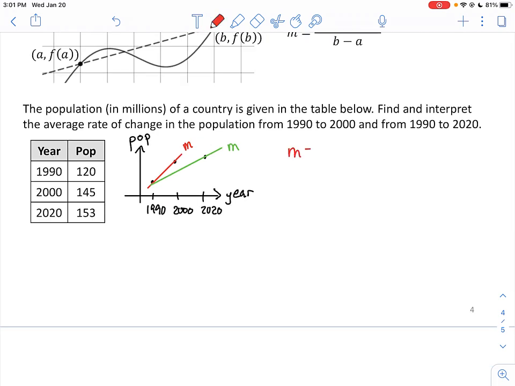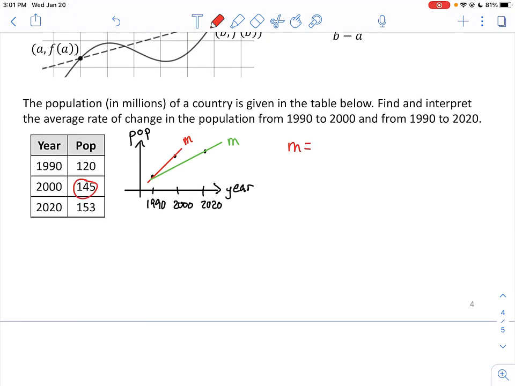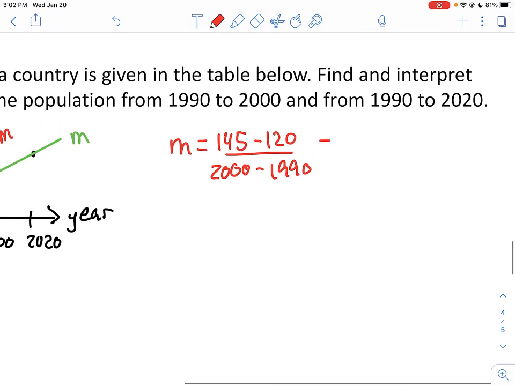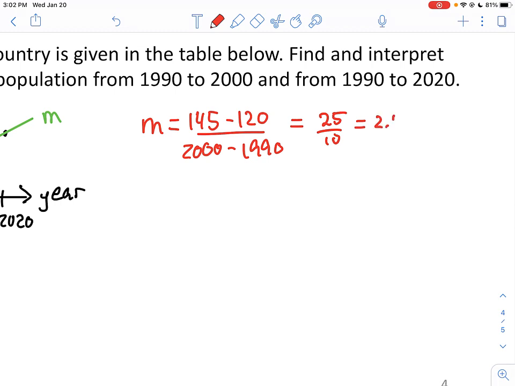All right, for the red slope, we do the second y-coordinate, so I'm doing the 145, minus the first y-coordinate, the 120, all over the change in x-coordinates, which is 2000 minus 1990. So we get a change in population of 25 million people. We did that in 10 years. That comes out to 2.5 million people per year. It's saying that on average, between those 2 years, this country gained 2.5 million people per year on average.